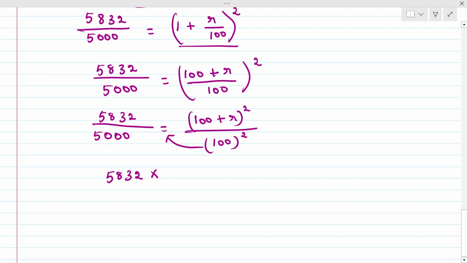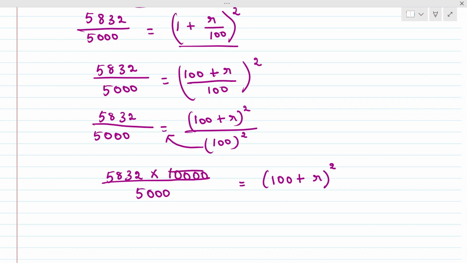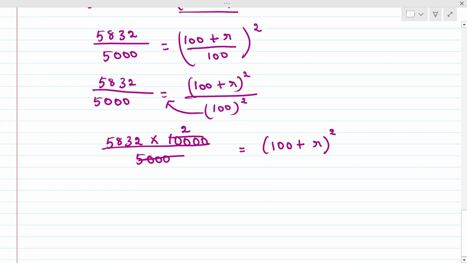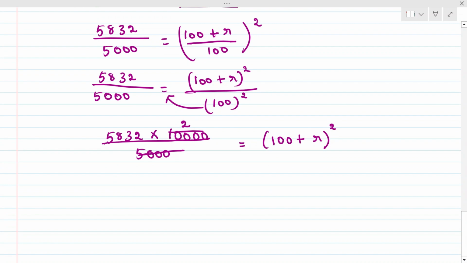So 5832 into 100 square, which is 10000, 4 zeros, divided by 5,000 equal to 100 plus R the whole square. It is like this. Now this and this can be cancelled and it will become 2 here. Now 5832 into 2, that is 11664 equal to 100 plus R the whole square.